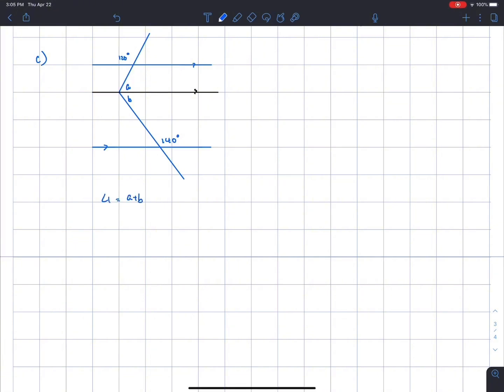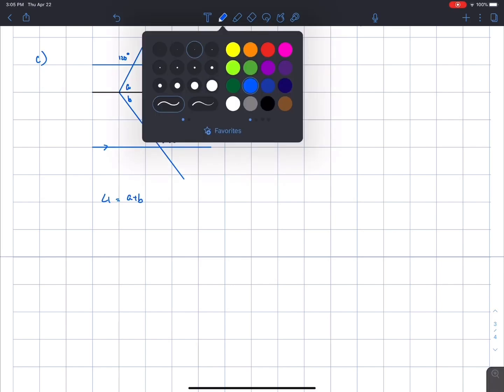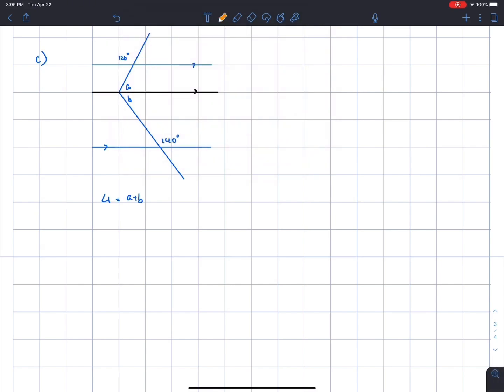So now I can say these two are exactly the same because they are alternate interior angles. And I can also say that A plus 120 equals 180, because angles on a straight line add to 180. So I can say A equals 60.